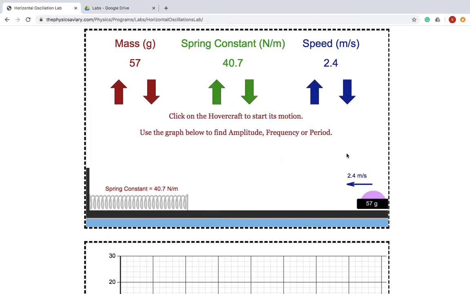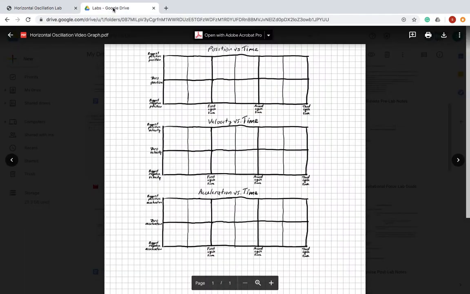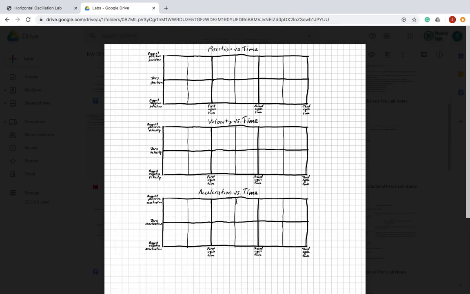So I'm just going to press reset there, and then I want to go to a document I created, and I would actually like you to draw your own, and let me just explain how this graph looks. As you can see here, I have a position versus time, a velocity versus time, and an acceleration versus time graph.